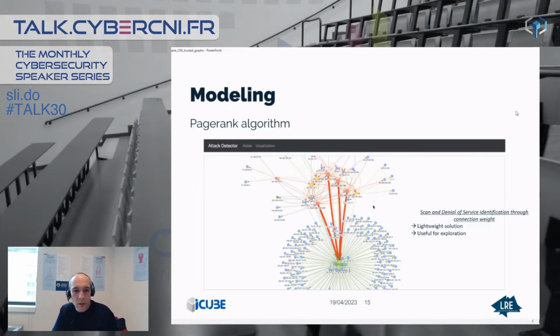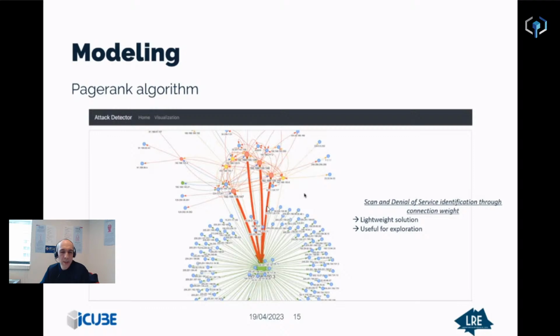The first test we made, the first idea, was to use ranking of the nodes and to exploit graph-level algorithms. We started with the PageRank algorithm, which proves very useful and very efficient to extract attacks when the attacks are simple ones, really visible in the traffic, like denial of service or scans. Here is an example of one tool that we developed in the team, where you really see how the abnormal traffic is highlighted in red. So this brings us to our first very lightweight solution, which is very useful for exploration.